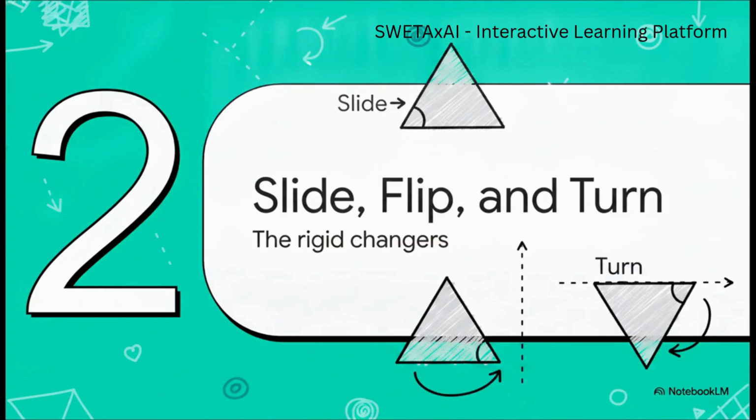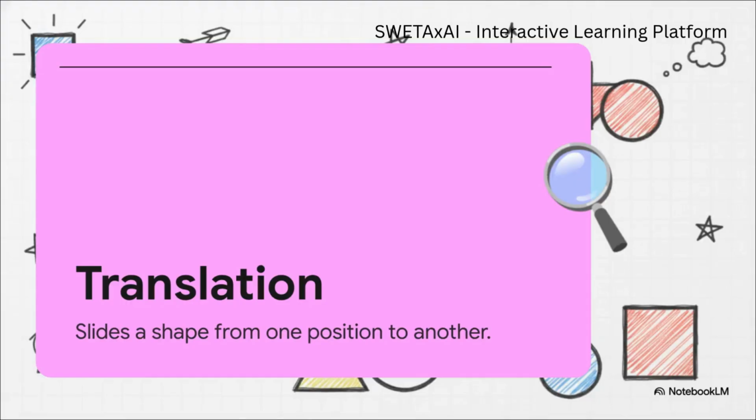Keep them in mind. Moving right along to Section 2. Sliding, flipping, and turning. All right, first up is translation. The action word you absolutely need to lock into your memory here is slide. A translation simply slides a shape from one position to another. The shape, the size, the orientation, all completely unchanged. The lengths and angles, yep, unchanged too.